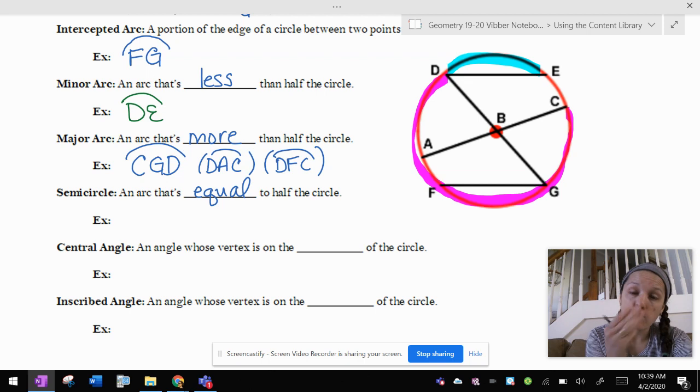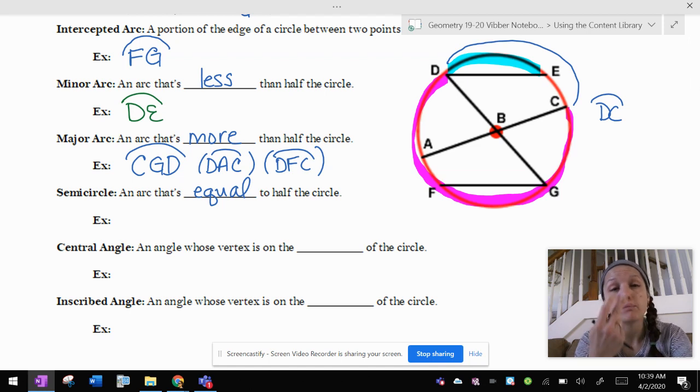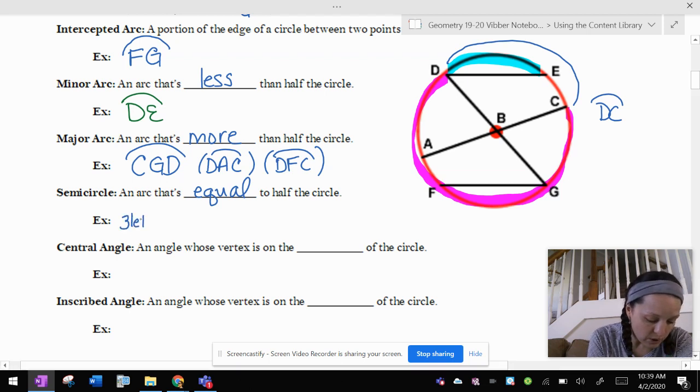The reason you need the 3 points is because if I just said DC, with 2 points, you're assumed that you're going to go the shortest distance from D to C, which would be back here. So minor arcs get 2 letters, major arcs get 3 letters. Minor arcs are less than half a circle, major arcs more than half a circle. And then a semicircle is an arc that's equal to half a circle. We usually use 3 letters here also.